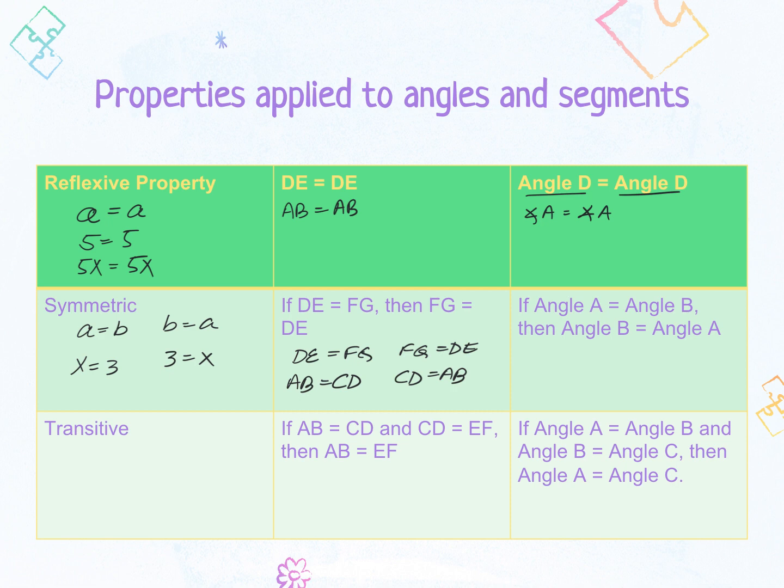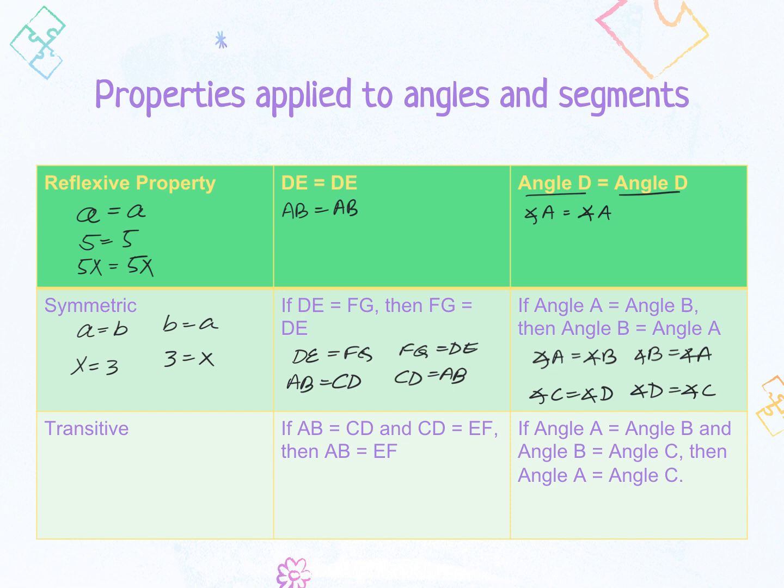So again, if I start and I say that angle A equals angle B, the symmetric property says that angle B equals angle A is the same thing. And again, if angle C equals angle D, then angle D equals angle C. And again, just flip it on the equal sign, but it's just the same exact concept.